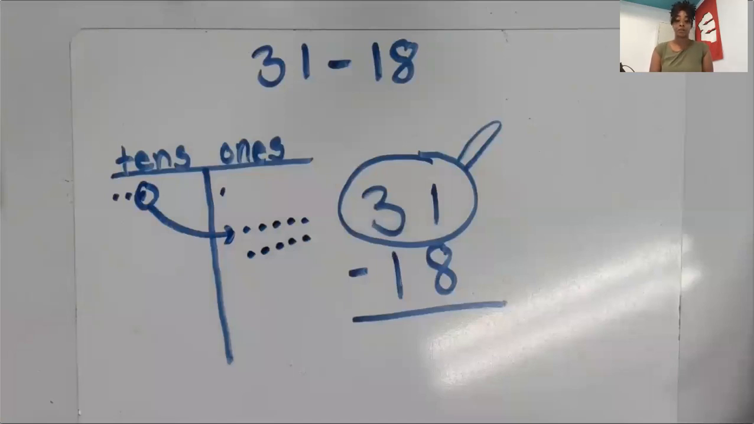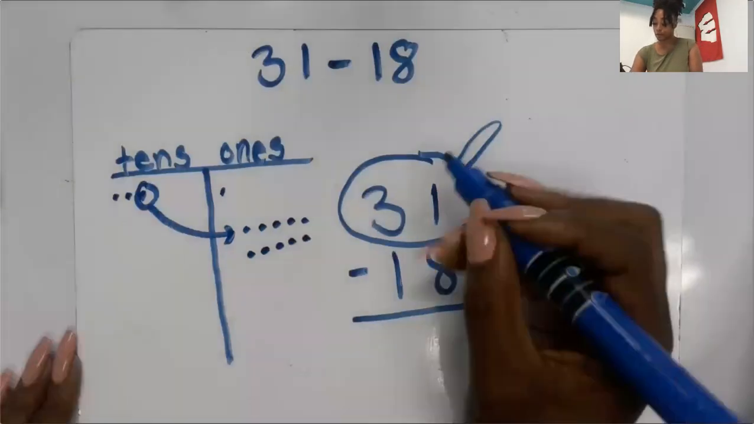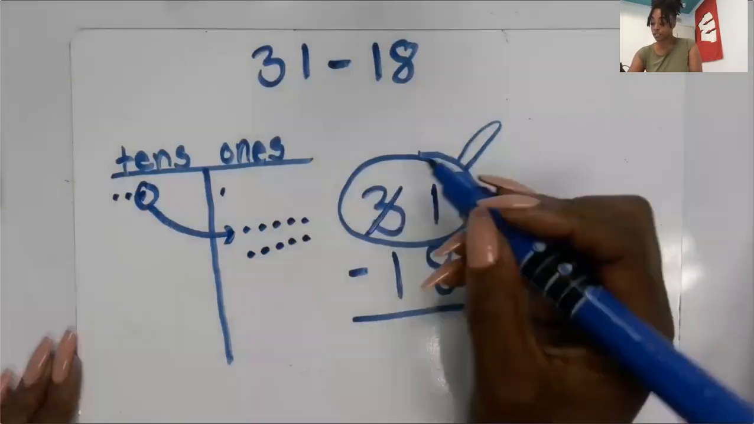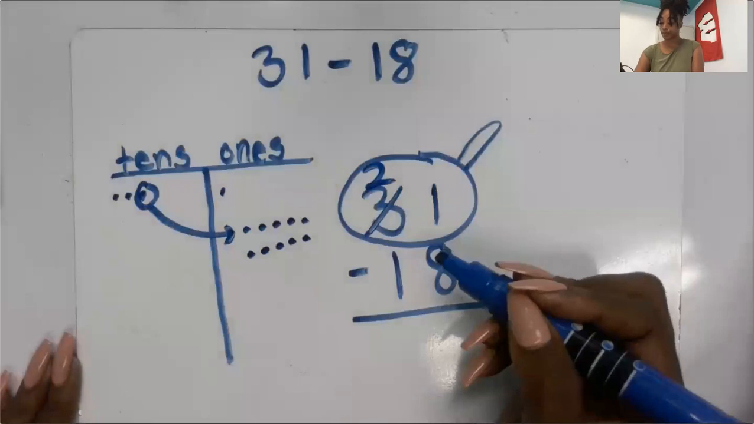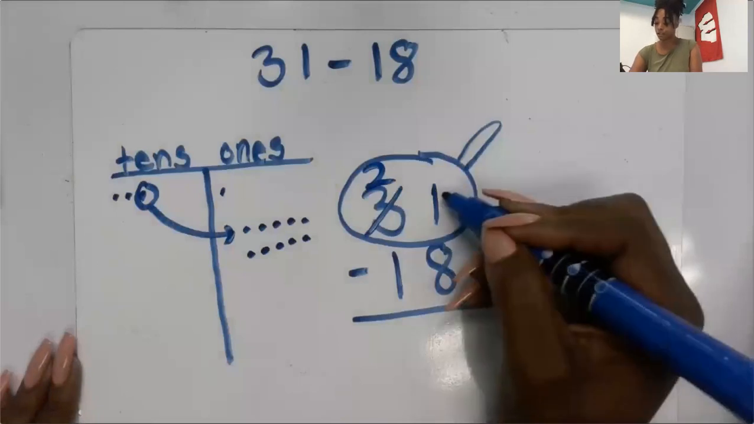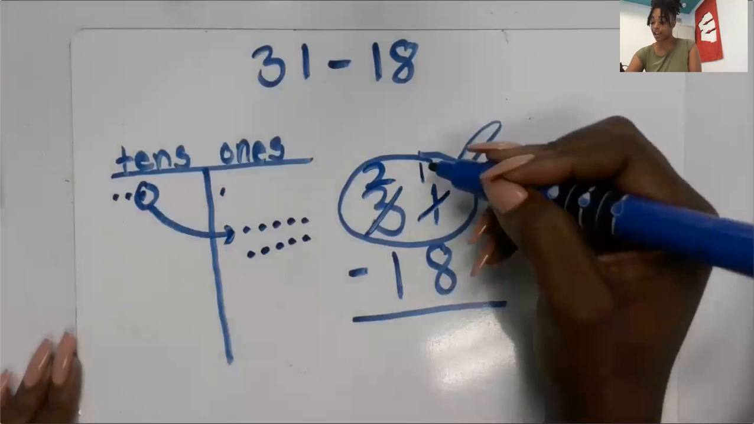Now that we've decomposed, let's take a look at our place value places. How many tens and ones do we have now? There are 2 tens and 11 ones. Let's record that in our vertical form. We decomposed 1 ten, and now we're left with 2 tens in our tens place. We've added 10 ones to our ones place, and now we have 11 ones.